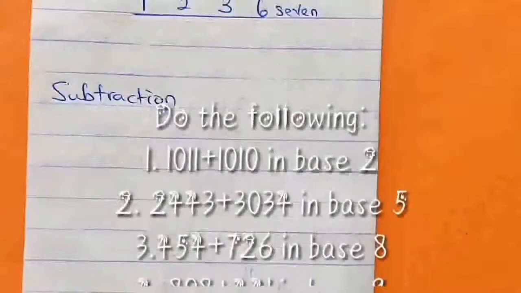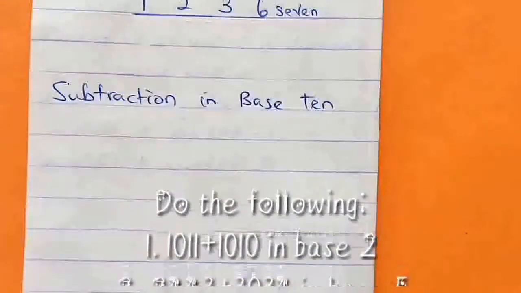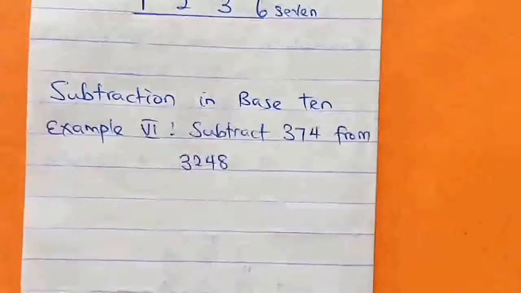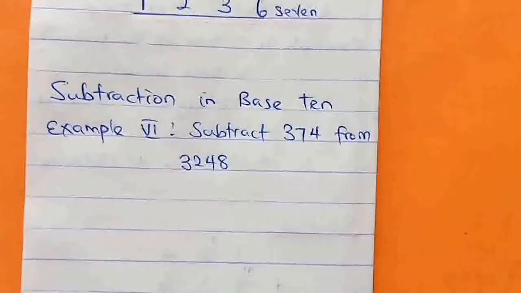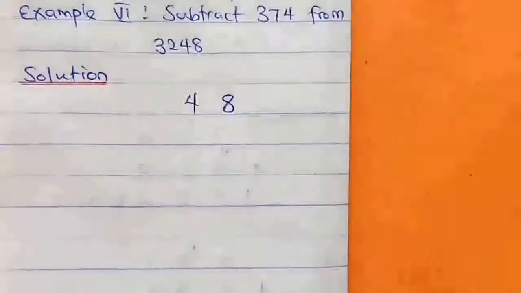Let us go for subtraction in number bases. We are starting from subtraction in base 10. Subtract 374 from 3248, all in base 10. Let's go.